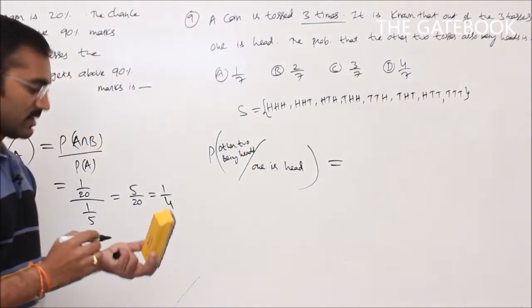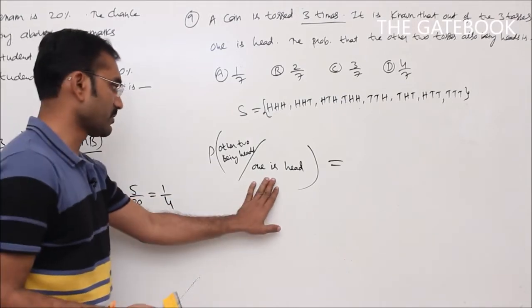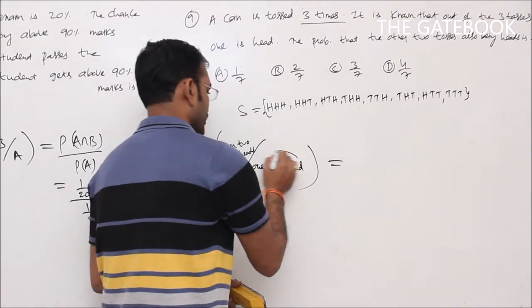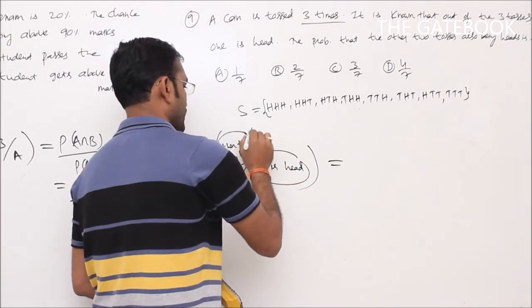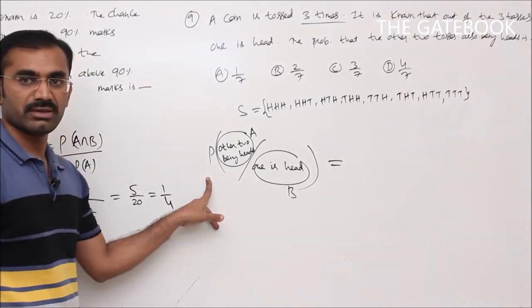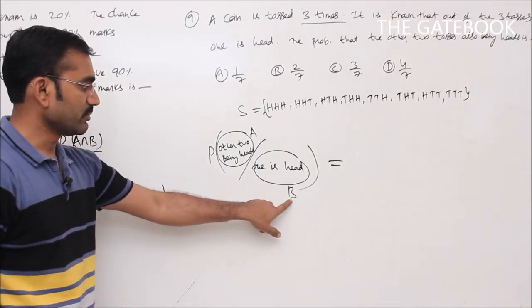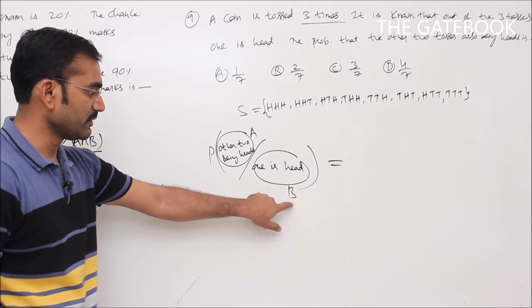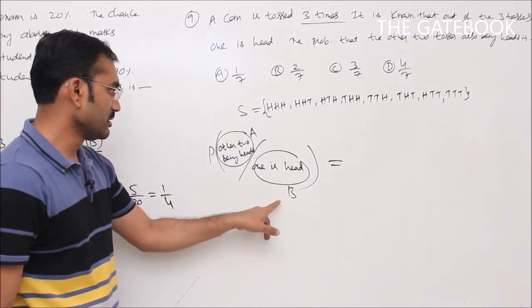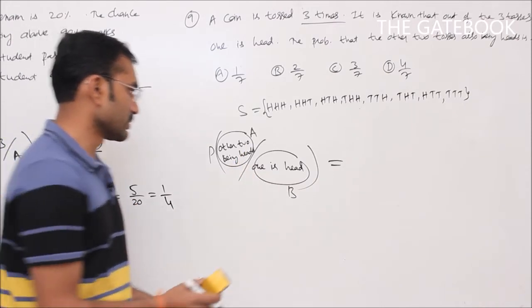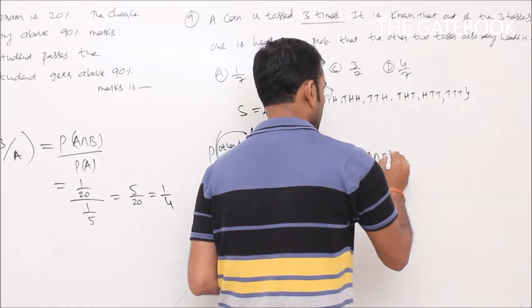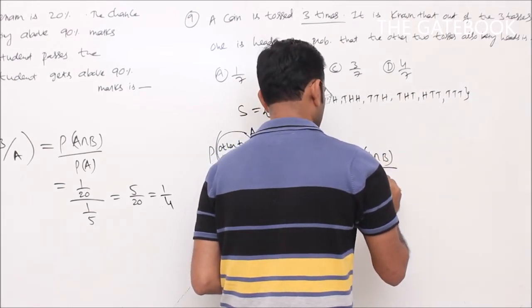So one is head is happening first, so I'm writing that event in the denominator. Let us say P of A given B. In P of A given B, the event B is happening first. After the happening of the event B, the event A is happening. So P of A given B means one is head and other two being heads. Using the definition of conditional probability, I can write P of A intersection B by P of B.